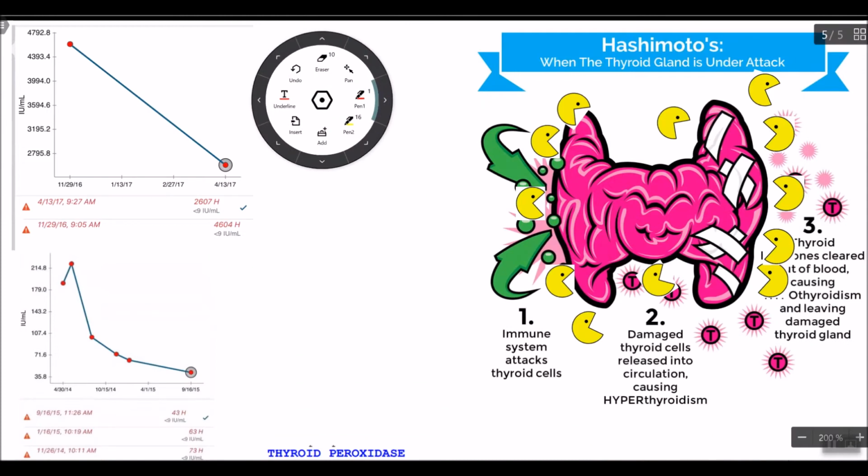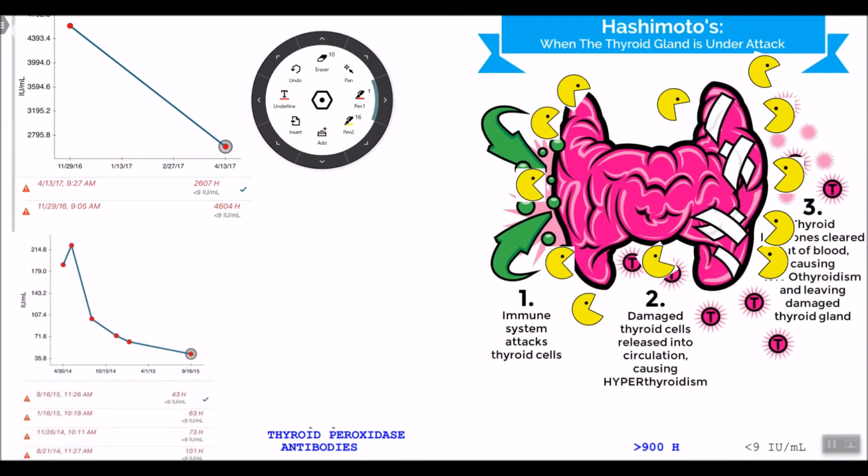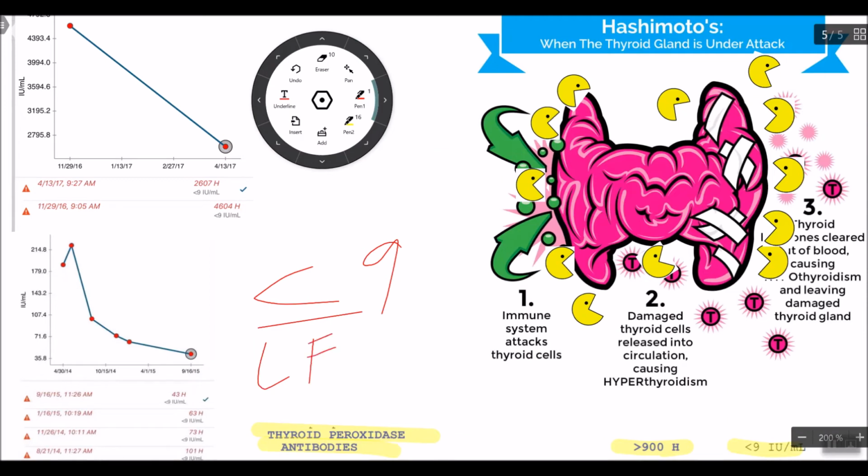Okay, so these are some labs here. All right, so if you look at your hard paper labs, you're going to see something that says thyroid peroxidase antibodies. You can see this is 900. Right, this woman is maxed out at 900. And can you see this lab here? It should be less than what? 9. This little symbol means less. Okay, less than 9. So we want this less than 9.